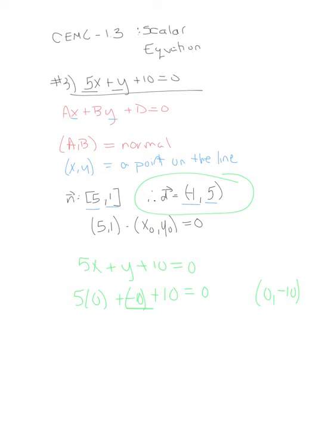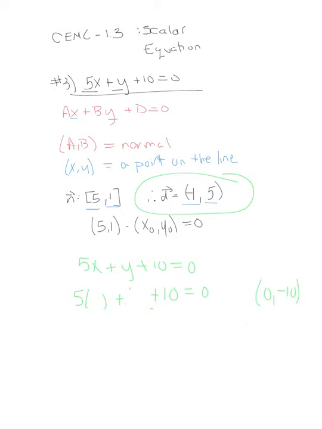Likewise, I'll just erase these. I could choose another point, negative 2 and 0. 5 times negative 2 is negative 10, plus 0 is negative 10, plus 10 is 0. So another point that I could choose is negative 2, 0. And again, there are hundreds of millions of them, so you don't have to worry about having the exact answer as me.